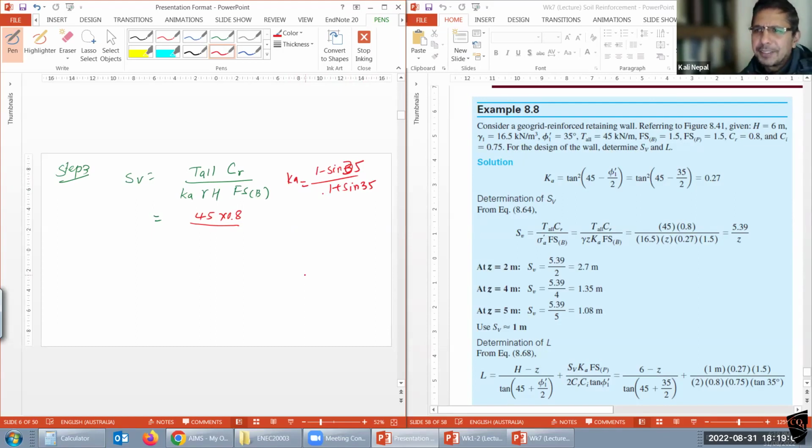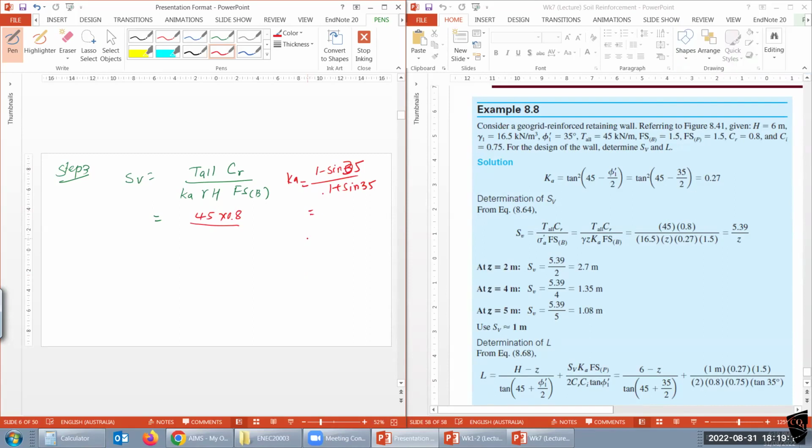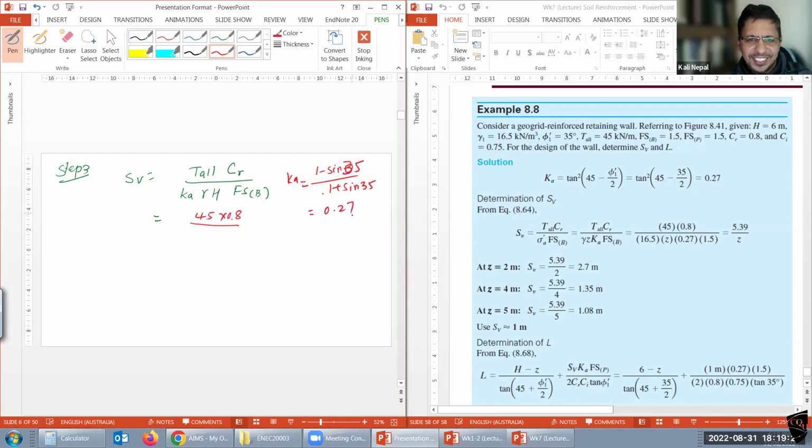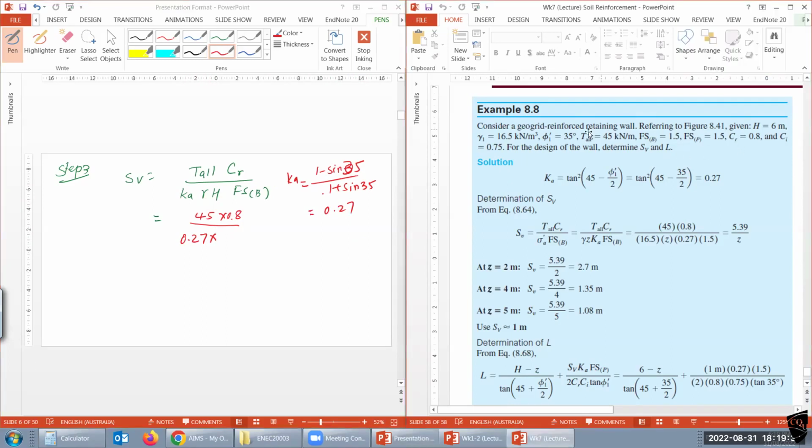Because the angle is different than before, so I need to calculate. Come on, be active, not lazy. 0.27, yeah, it's just a little bit off. Yeah, that's all right. Okay. 0.27 times. And then now what is gamma? How high is the wall? Gamma is 16.5, right? Yeah. How high is the wall? 6 meter, yeah. All right. Okay, 6 meter.